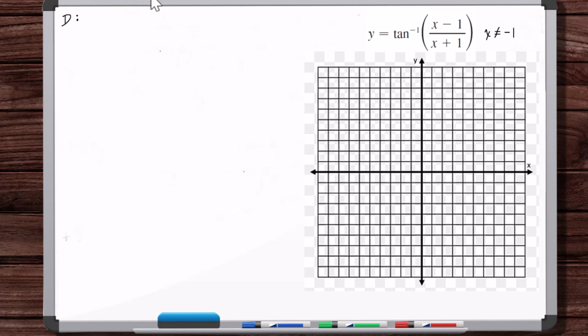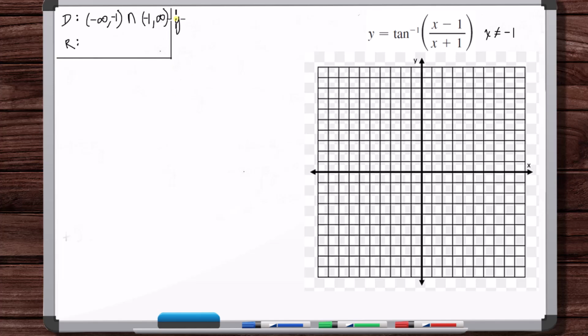So the domain then is -∞ to -1, and then -1 to infinity. There's everything except for the value -1. Okay, the range. Well, when you think about the range of arctangent, it's limited to between plus or minus pi/2. So we're going to have a limited range, but we'll analyze that later in the video.